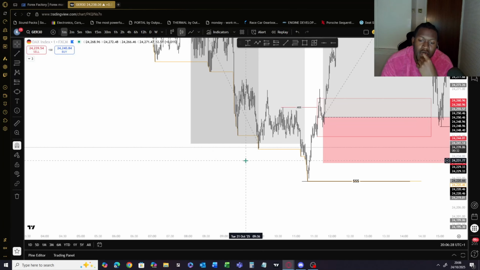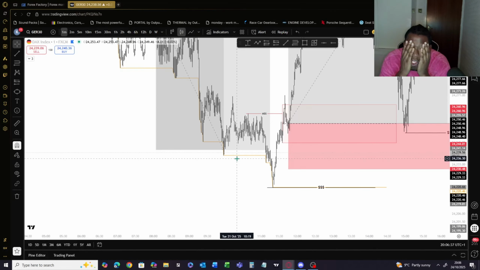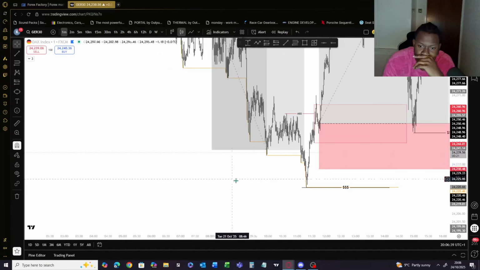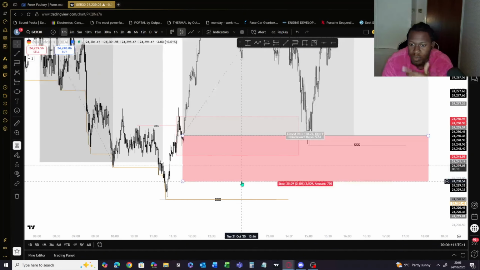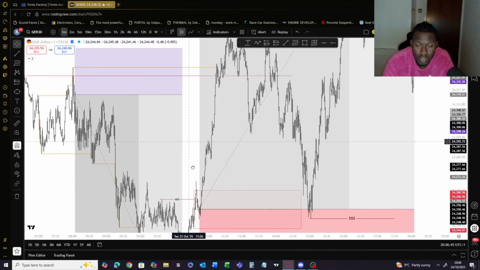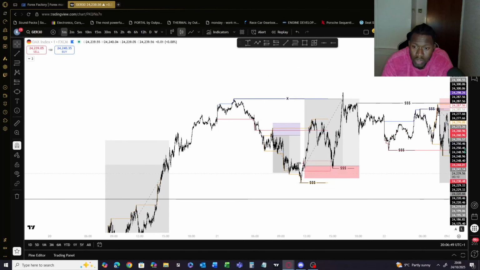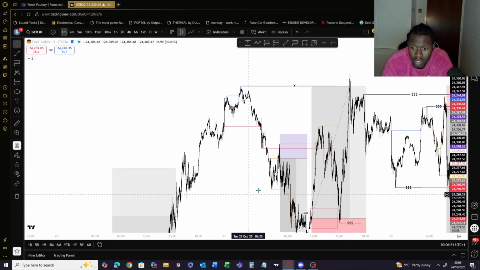The problem here is I didn't enter on the mitigation. I tried to enter on the optimal retracement area, which was so stupid, so dumb. Anyway, as you can see, this would have been the move that I would have caught. Plenty of opportunities also to scale in as well. And what we were simply doing was just targeting the previous day highs.